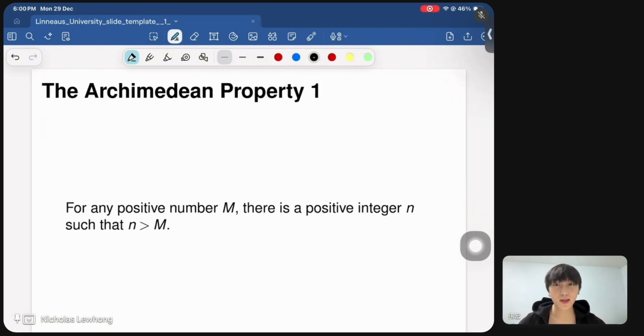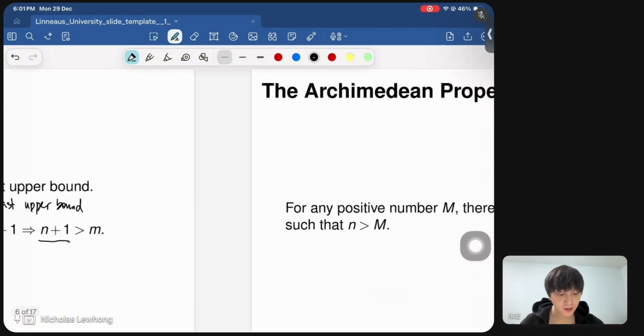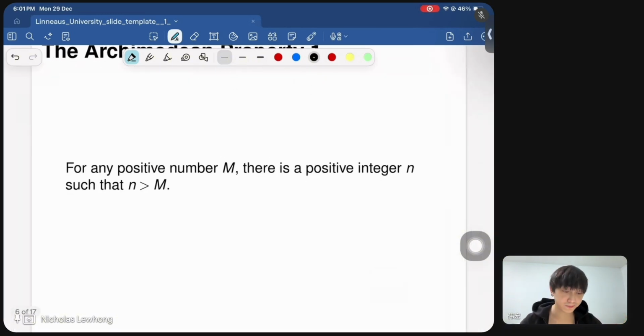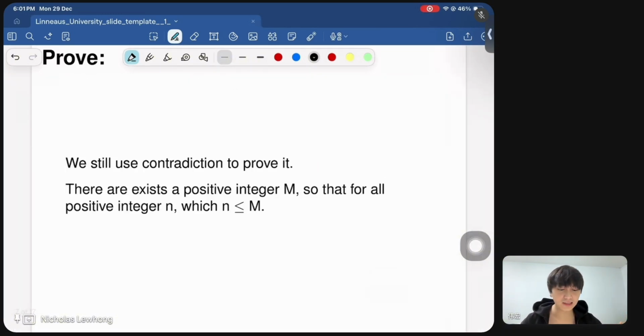So now we will learn our Archimedean property. There are 3 of them. Now we learn number 1 first. For any positive number m, there is a positive integer n such that n is larger than m. This is very related to the proof just now. So we will also prove it using contradiction. Suppose there exists a positive m such that for all positive integers n, n is smaller than or equal to m.